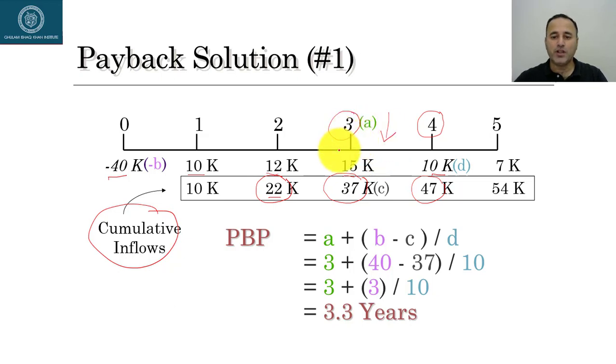The lower one is 3 years. So my payback period is a little more than 3 years. I label it as A. The payback period is A plus B minus C. B is here, and then C is $37,000. The whole point is this $3,000 I'm getting in the fourth year, and in the fourth year in total I'm getting $10,000. So the fraction of that year is 0.3, which means that the payback period is 3.3 years.